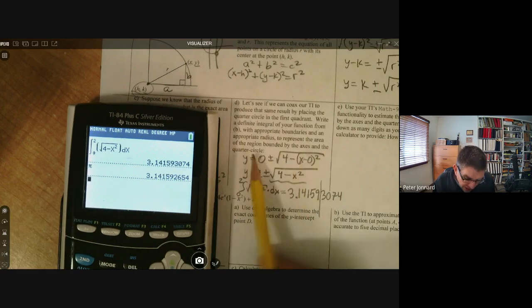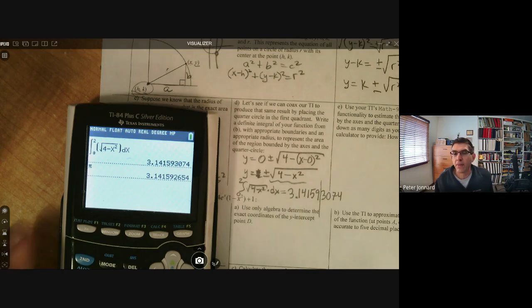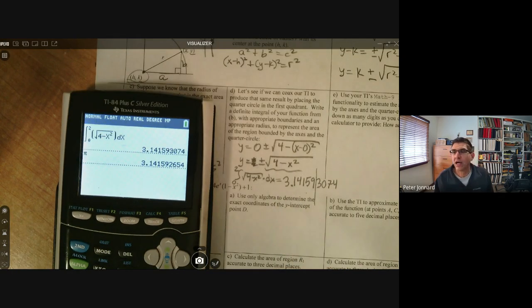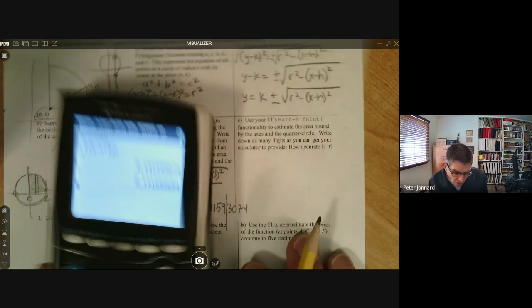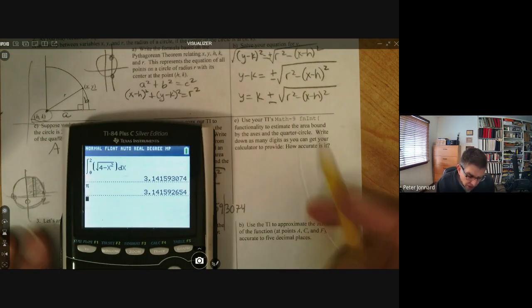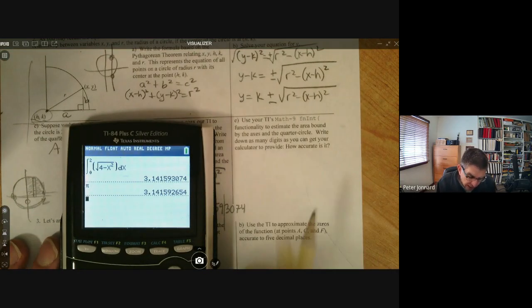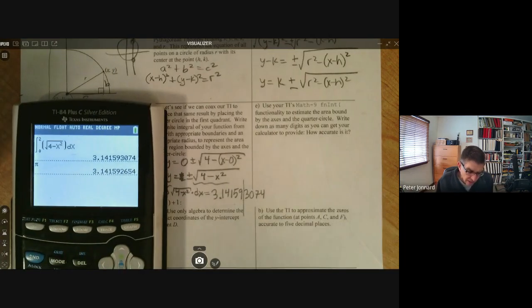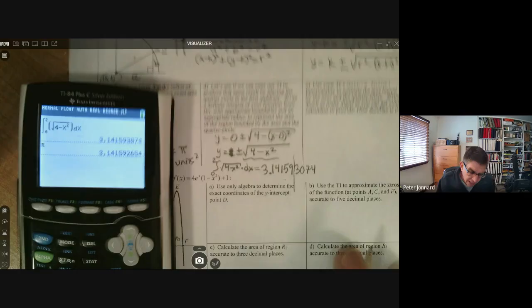All right, and let's see, to represent the area of the region. Okay, so there it is. That's essentially as good as we're going to get, and hopefully you recognize that number, pi. This question didn't ask about decimal places, so as long as I have 3, I should be okay. All right, use your functionality to determine the area bound. Oh, I already did that. Write down as many digits as you can to get your calculator to provide, how accurate is it. So, oh, I was already commenting about that.